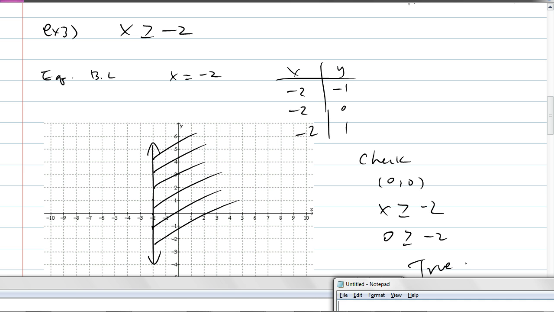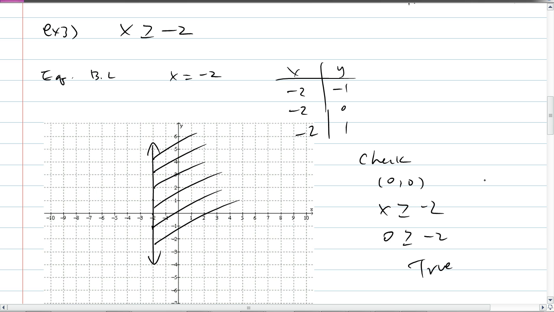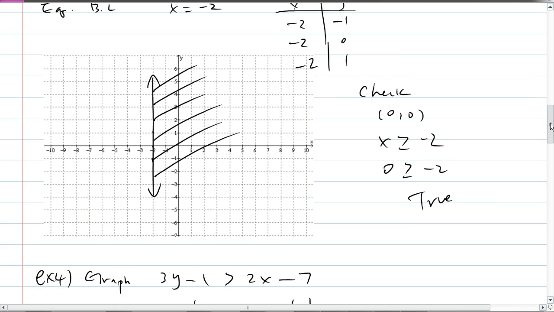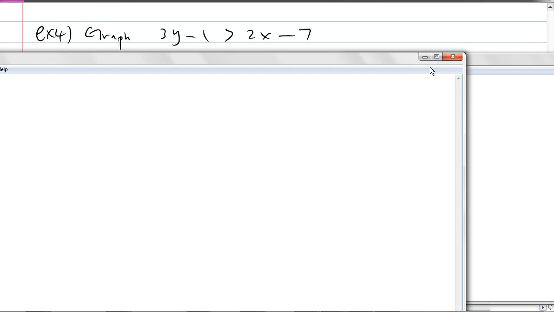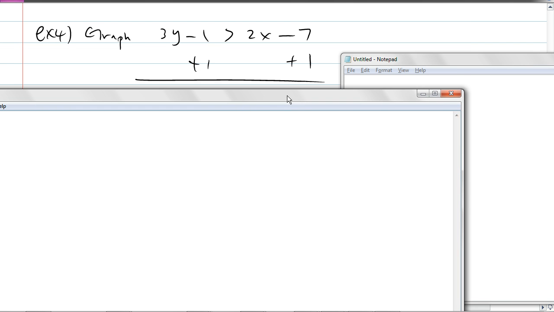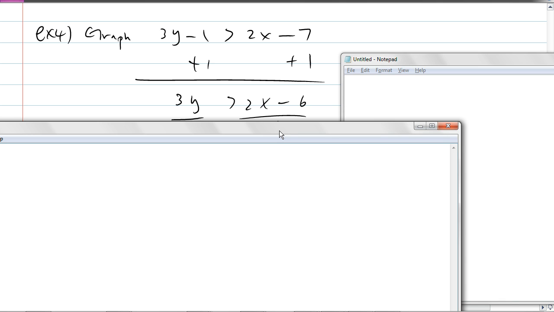Yes? Okay, why don't you all try this yourself then? Here's example 4. It says 3y minus 1 greater than 2x minus 7. See if you know how to graph this inequality. Go ahead, everybody try. Okay, what should we do first here? Add 1 to both sides because you want the y by itself, don't we? So we get this. What do I do next?